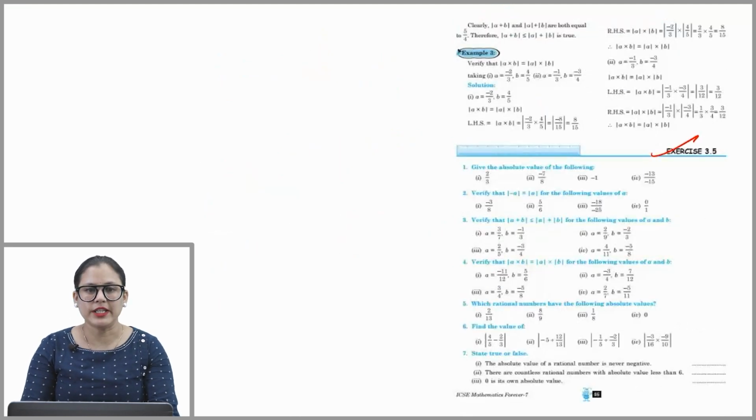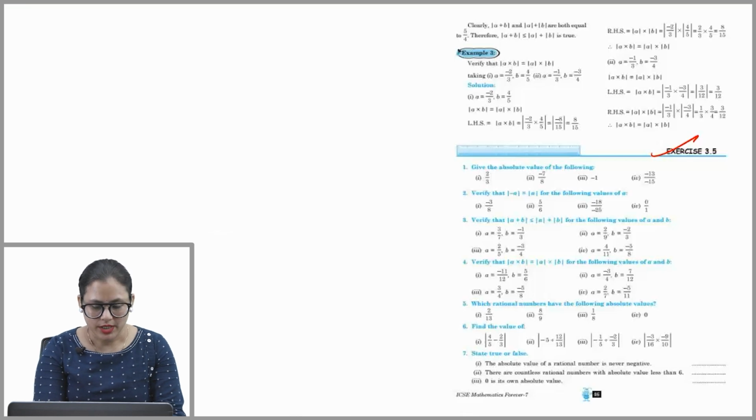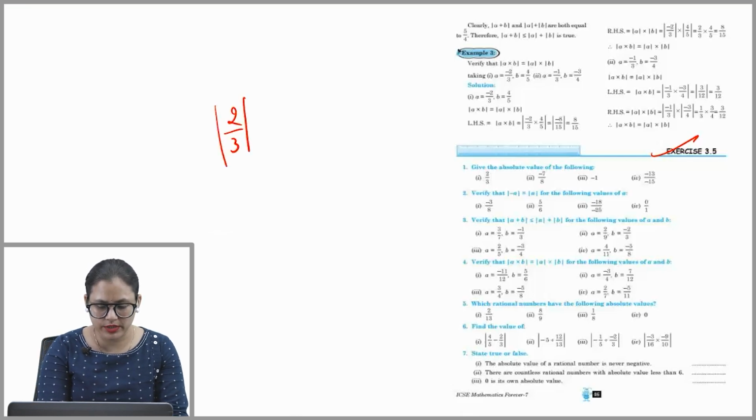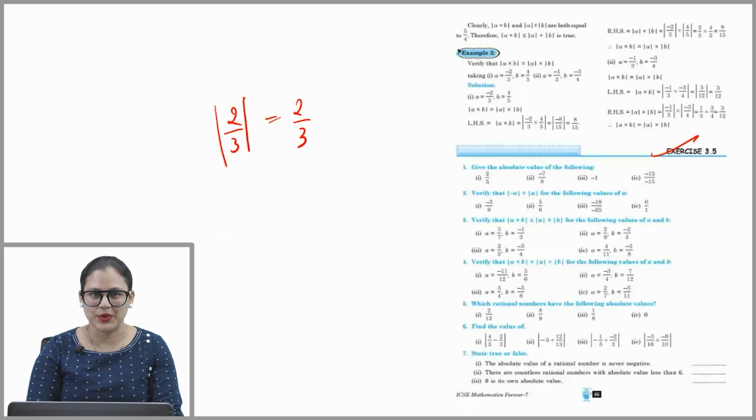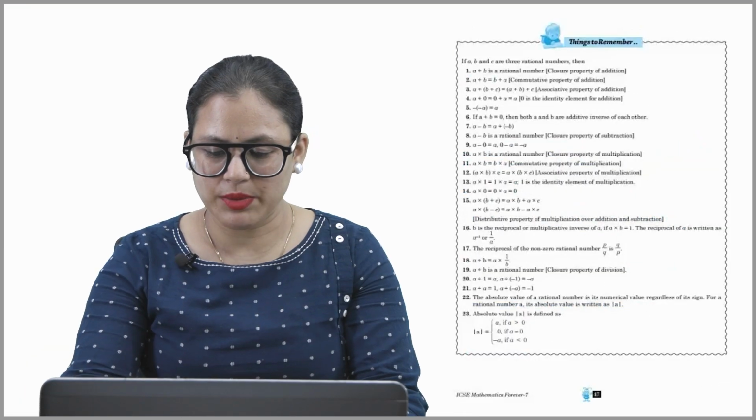Exercise 3.5, give the absolute value of the following. 2 by 3, absolute value of 2 by 3 is what? 2 by 3. Okay. Things to remember.